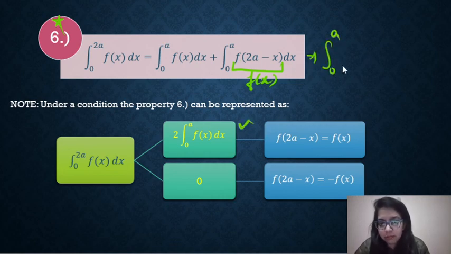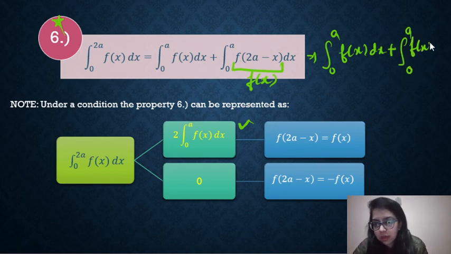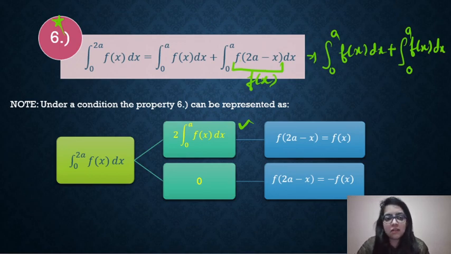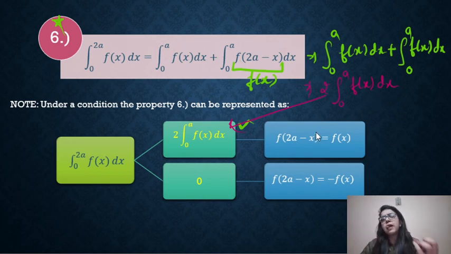For this condition I am explaining first: for the integral from 0 to a of f(x) dx plus this f(2a minus x), which was equal to f(x) over here, just put the integral from 0 to a of f(x) dx. Just add these two, and what you will get is 2 times the integral from 0 to a of f(x) dx, which is the same as this. Okay, so that's the same result, but I have just expressed it so that you can understand.